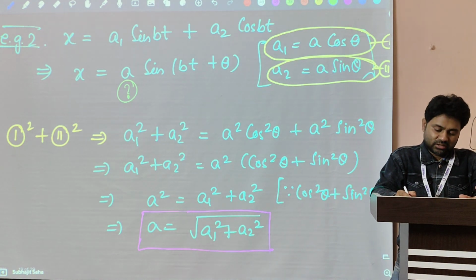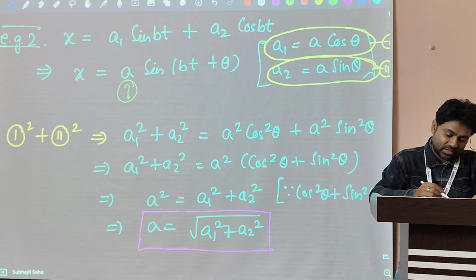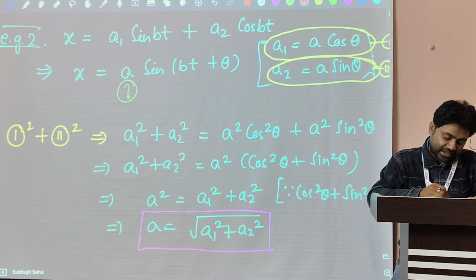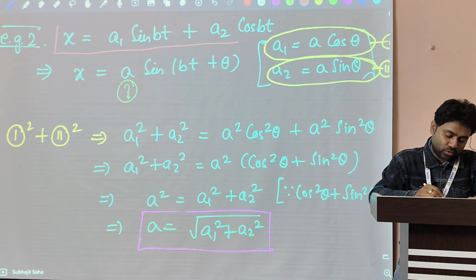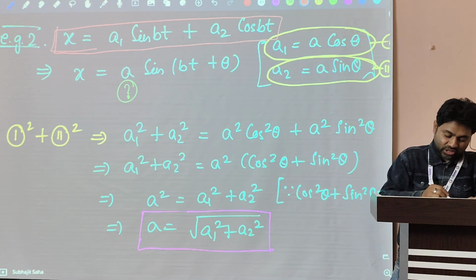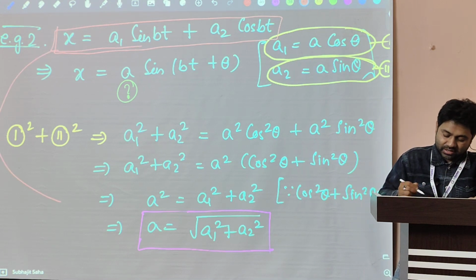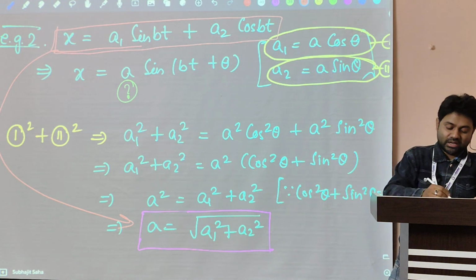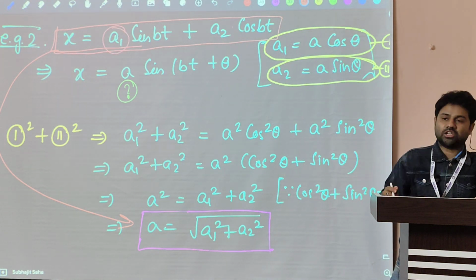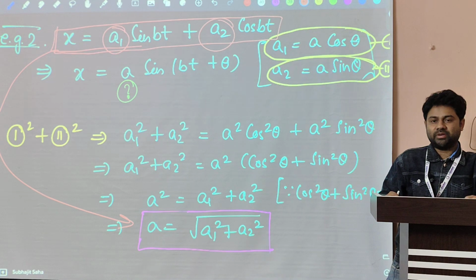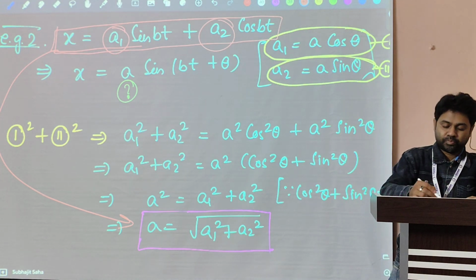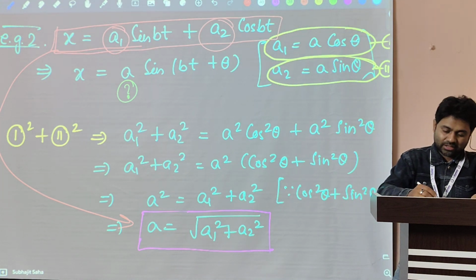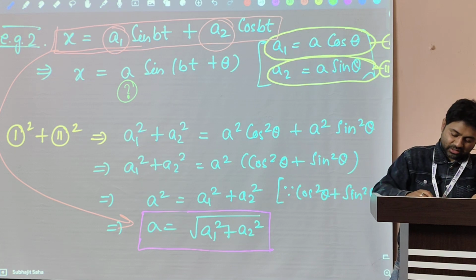So what have we learned from this particular example? If x equals a1 sin bt plus a2 cos bt is a given SHM equation, we can straightforward say its amplitude to be root a1 square plus a2 square, a1 and a2 being coefficients of sine and cos in the given displacement equation. Let's take one example to clarify this.